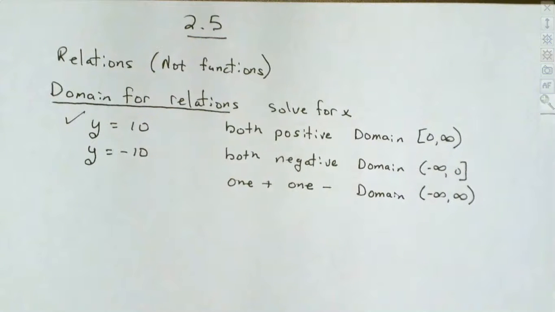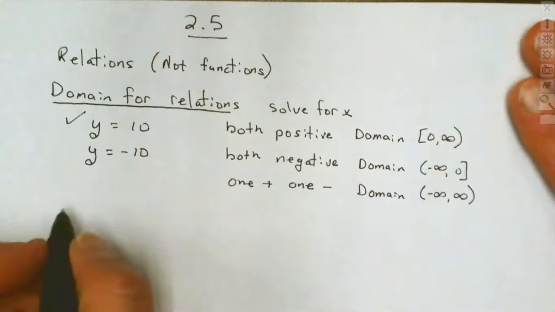We have to check two values of y. So we have to solve it for x first. And then we plug in our values of y and we observe the signs. So we'll look at three of these. So here's one that we're going to look at first.